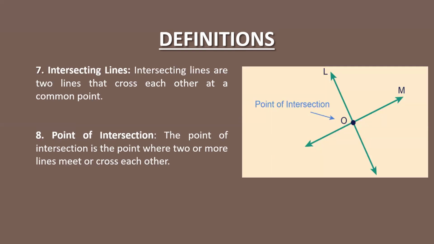Then come intersecting lines. Intersecting lines are two lines that cross each other at a common point. What is the point of intersection? The point of intersection is the point where two or more lines meet or cross each other. In the example, we can see two lines meeting each other at a common point O, and that point is called the point of intersection.